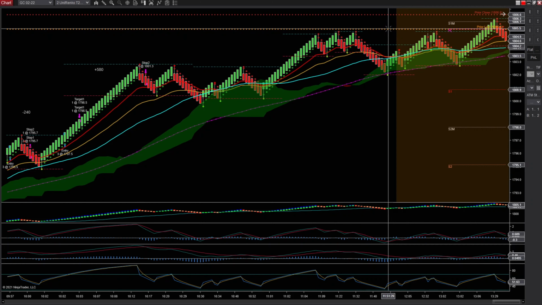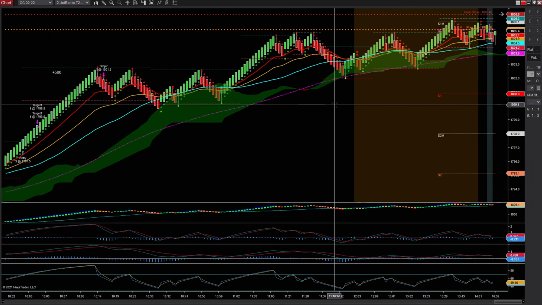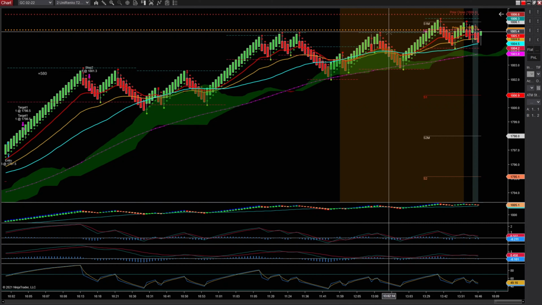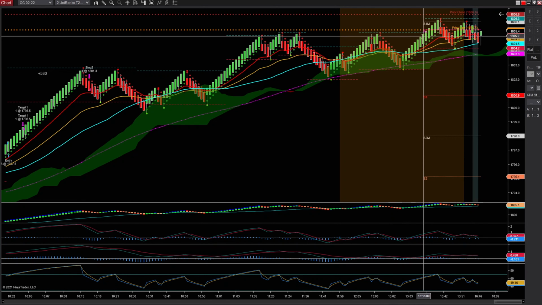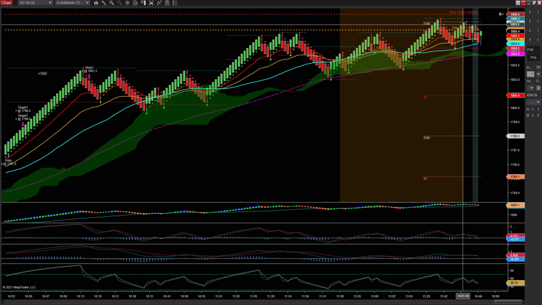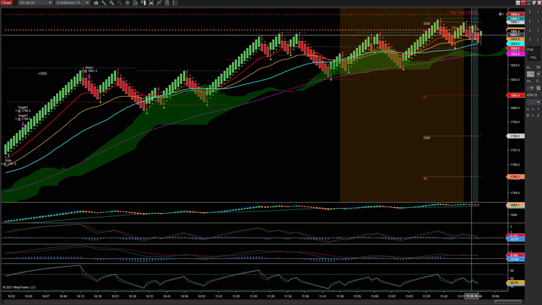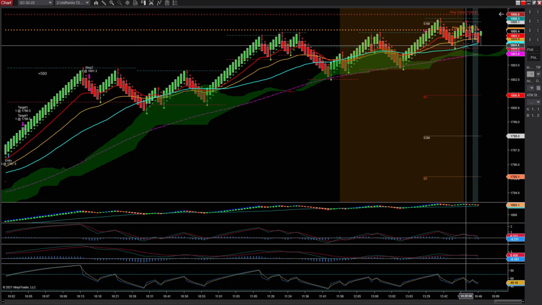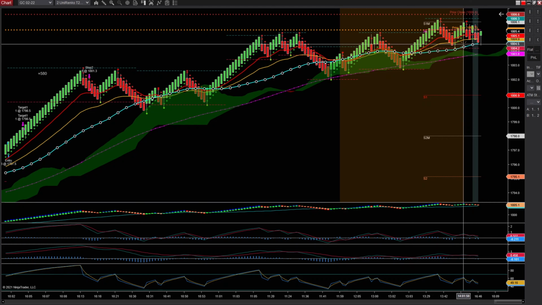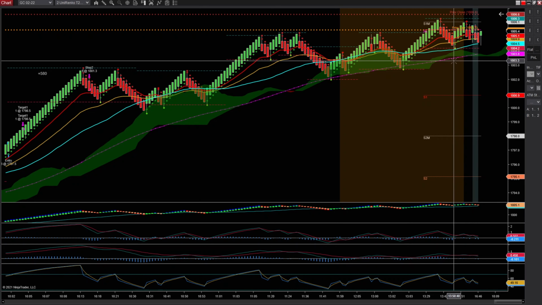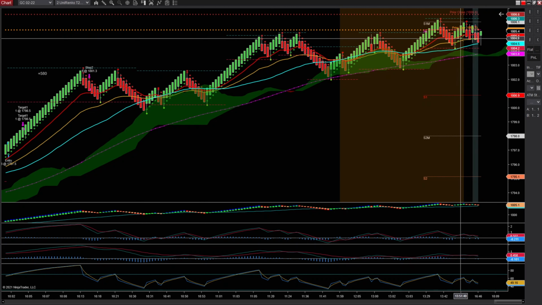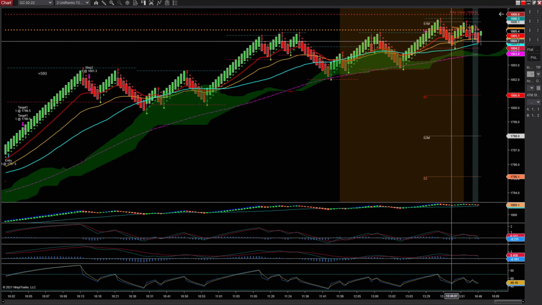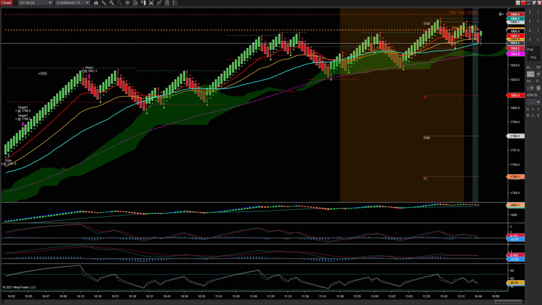There was a heavy support here from the prior low, and the market kept moving sideways. In the afternoon, you see there's very few candles. There's no movement at all in price in the afternoon after 2 p.m. Maybe 1:30 didn't do anything after this, but we'll see what's going on tomorrow.